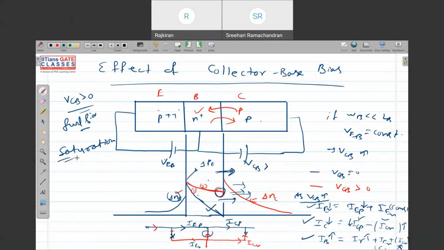So why is it called saturation? Because the base is having more carriers compared to the zero bias or reverse bias. Since the base is having more carriers, I can say the base is saturated with carriers. That's why it is called the saturation region. Now we will see what will happen in reverse bias in 10 minutes.